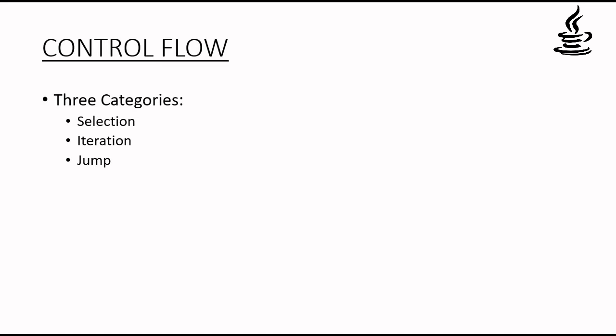Now we have basically three different kinds of statements to control the flow of execution. These are the selection statement, iteration statement, and jump statement. Let's understand them one by one in detail.